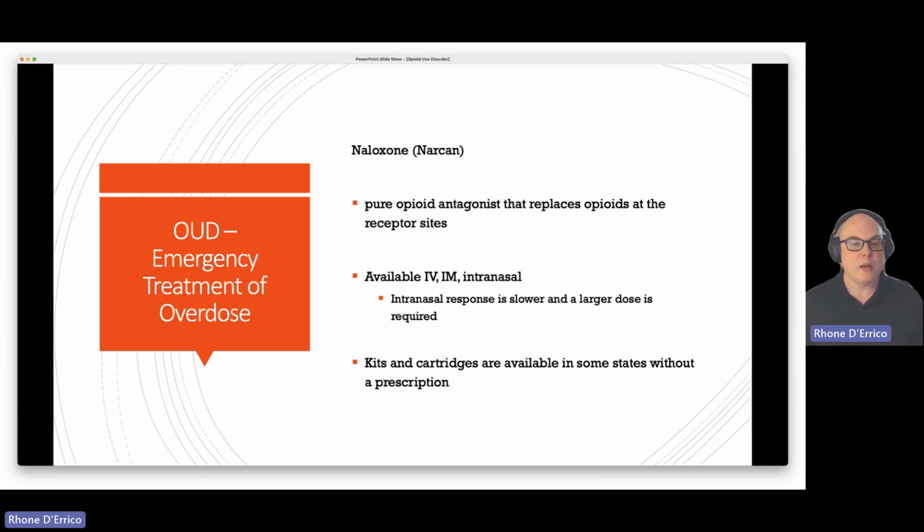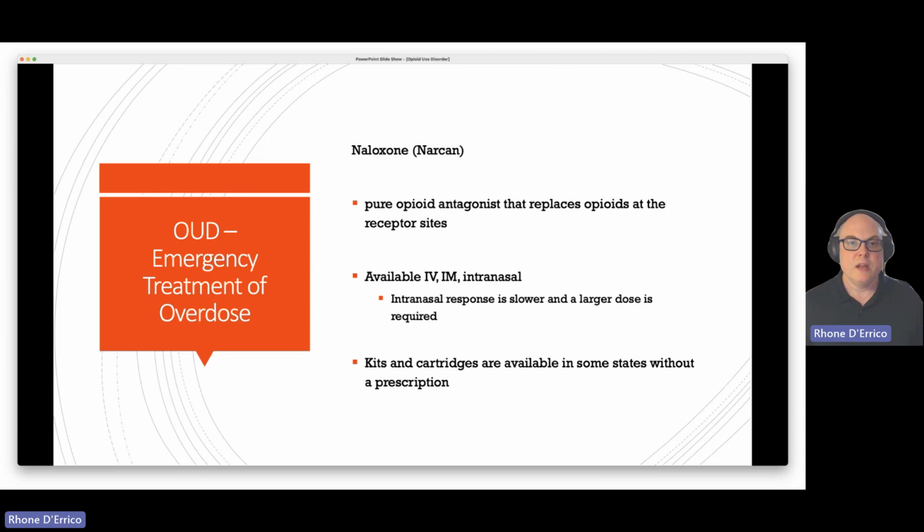This is a medication that's available intravenously, intramuscularly, and intranasally. It is worth noting that a lot of the emergency kits are coming with intranasal naloxone. You need a much larger dose, and the response is slower to get the same effect. And we're starting to see more and more kits and cartridges available in some states without prescription. This is a huge boon.